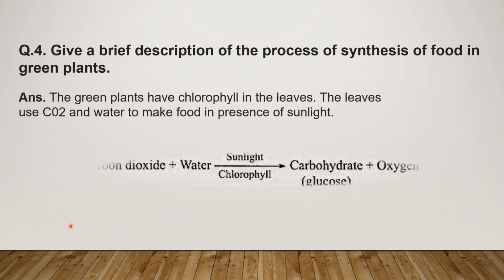Question number 4. Give a brief description of the process of synthesis of food in green plants. Answer. The green plants have chlorophyll in the leaves. The leaves use CO2, that is carbon dioxide, and water to make food in the presence of sunlight. And you can write that in equation form also. Carbon dioxide plus water gives, above the arrow you can write sunlight and chlorophyll, and the products are carbohydrate, which has another name, glucose, and the other product is oxygen.